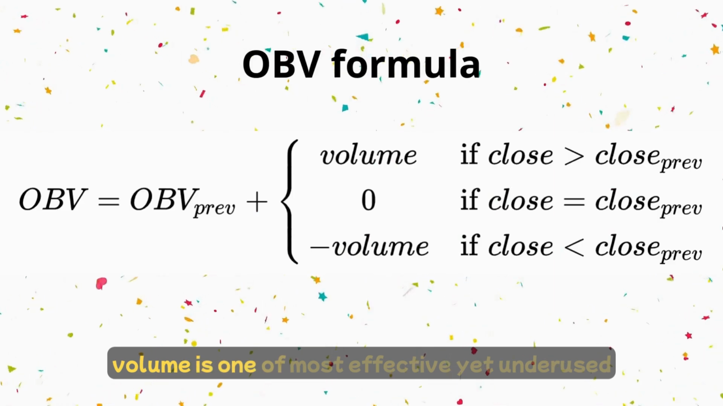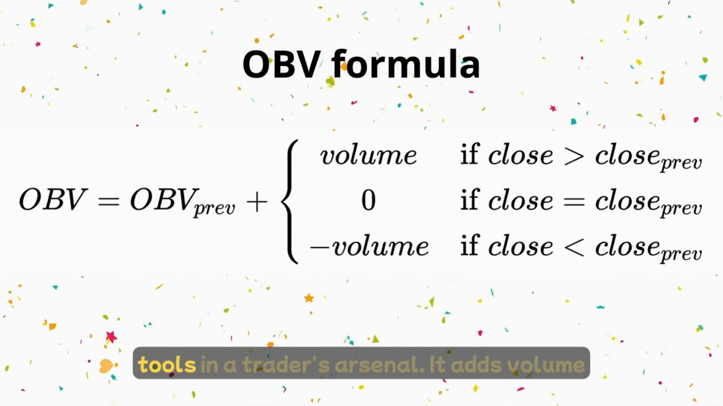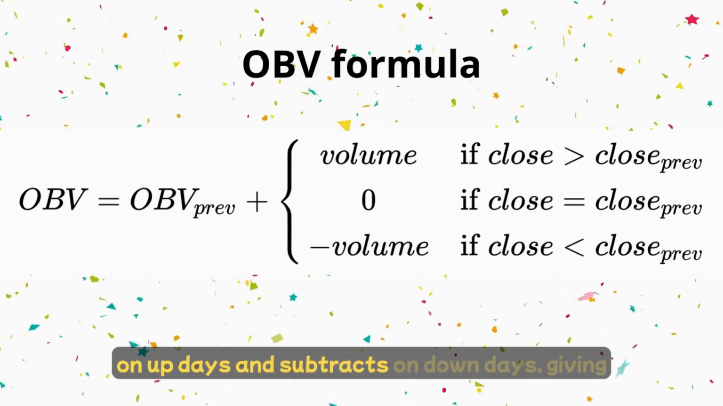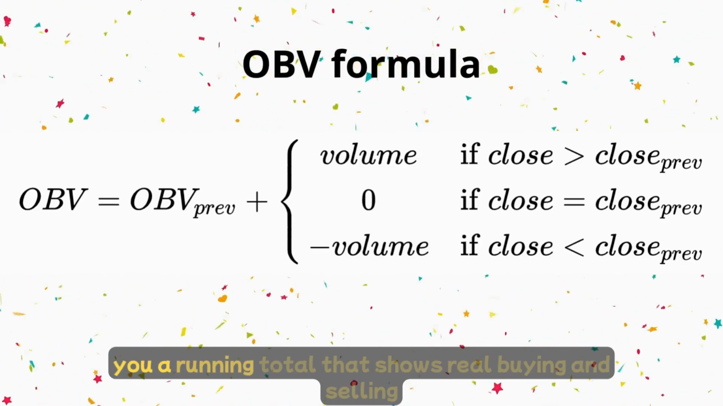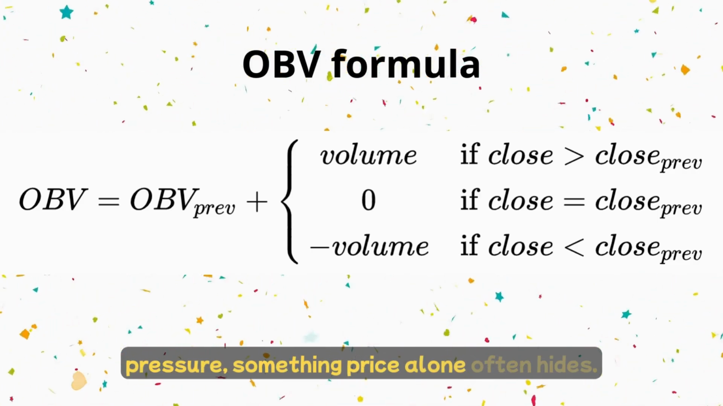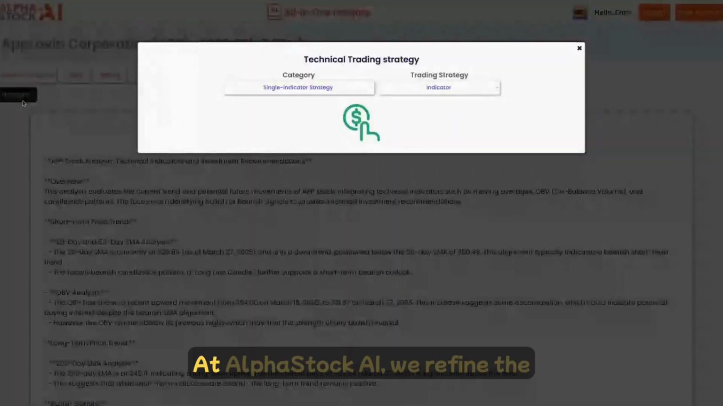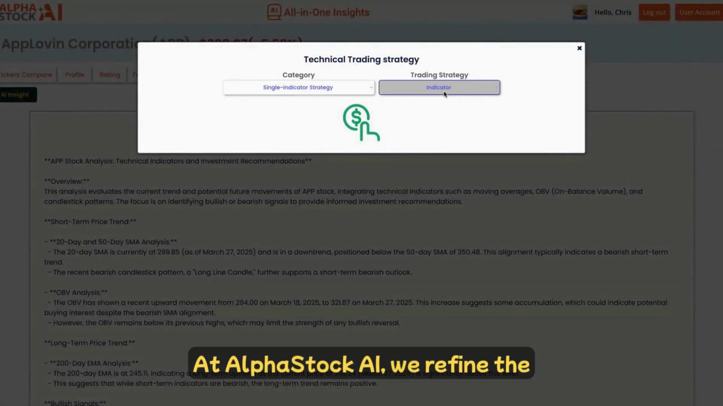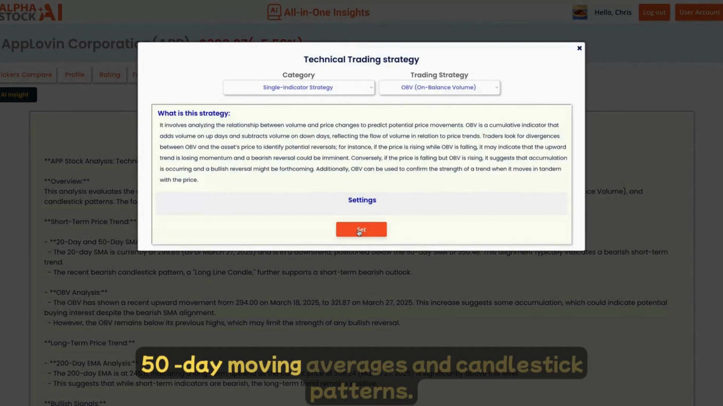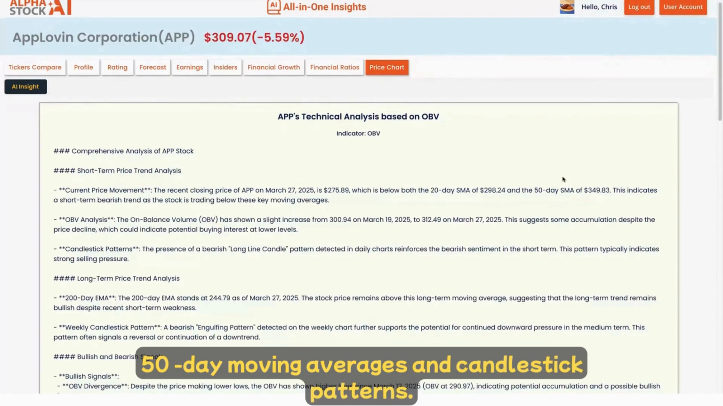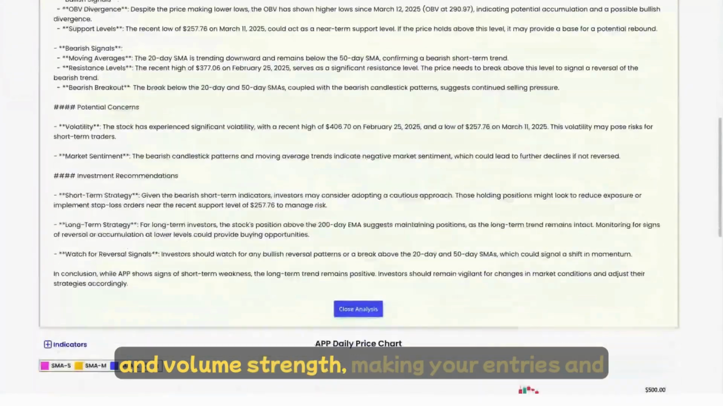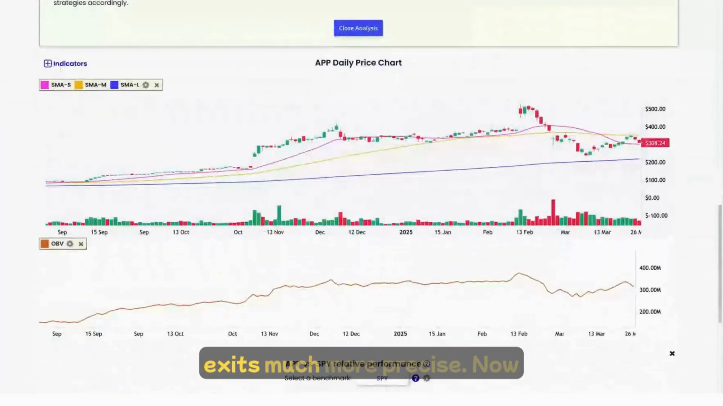On-balance volume is one of the most effective yet underused tools in a trader's arsenal. It adds volume on up days and subtracts it on down days, giving you a running total that shows real buying and selling pressure, something price alone often hides. At Alpha Stock AI, we refine this approach by combining OBV with the 20-day and 50-day moving averages and candlestick patterns. This gives you a clear view of both price direction and volume strength, making your entries and exits much more precise.